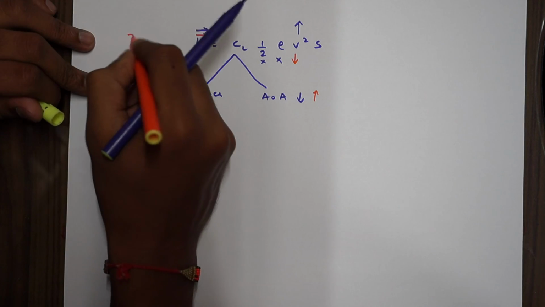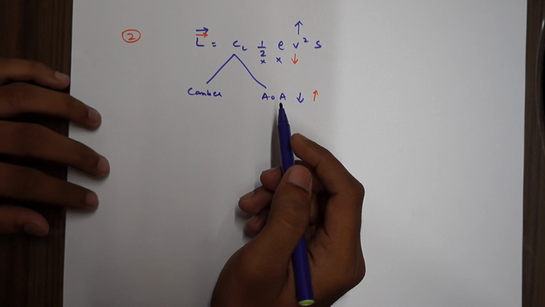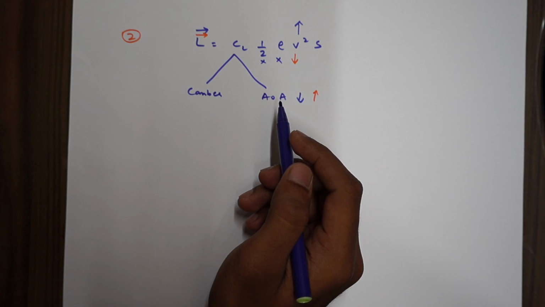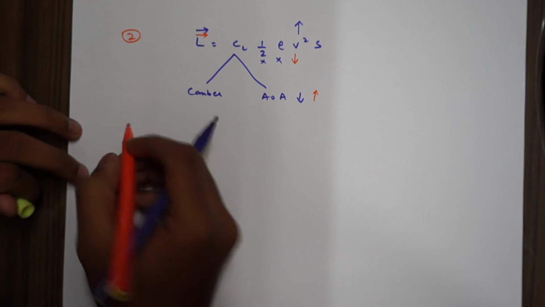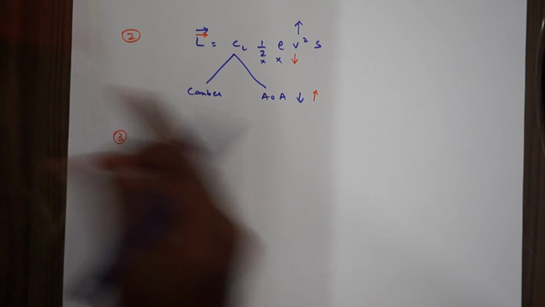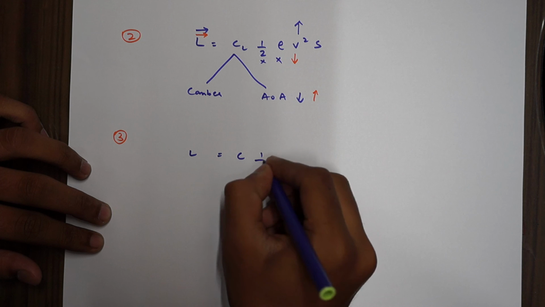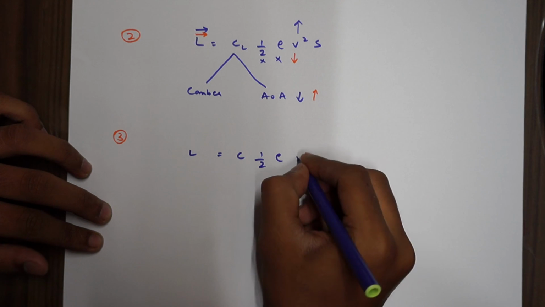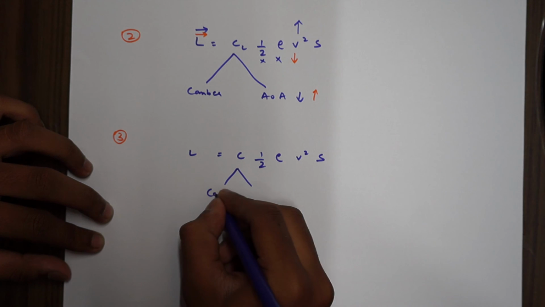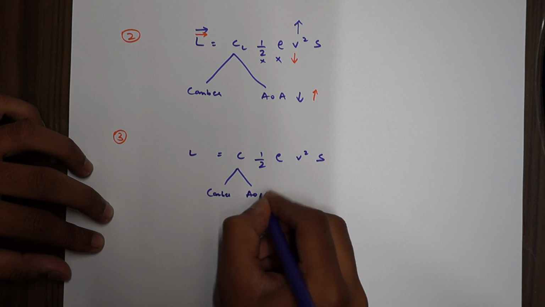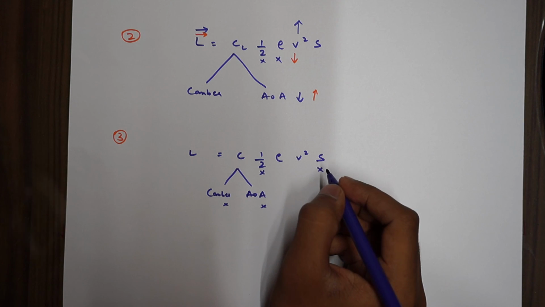So this is application 2 of the equation. I hope this is clear. Alright, so now let us go to a third application. Lift equals CL half rho V square S. Camber, angle of attack, keeping these parameters constant.